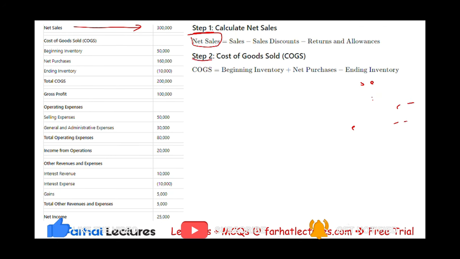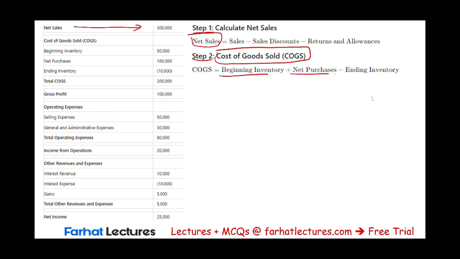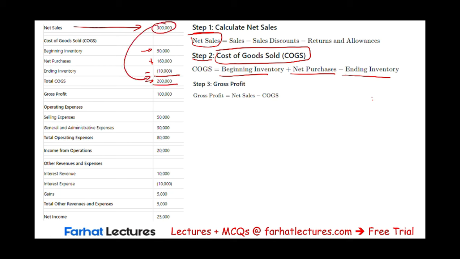Step two, you would compute cost of goods sold. For cost of goods sold, it is beginning inventory plus purchases minus ending inventory. So you will show the users how you came up with this 200,000, which is beginning inventory plus purchases minus ending inventory. This is your total cost of goods sold. This is step two, multiple step. Step three, you compute gross profit, which is sales minus cost of goods sold equal to gross profit, 100,000.